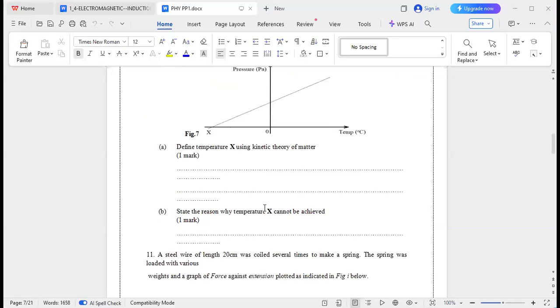B, reason why X cannot be achieved. Remember, this is negative 273 degrees Celsius. By the time you reach there, the gas will have changed to liquid. So the answer is the gas liquefies before attaining the absolute 0 temperature.